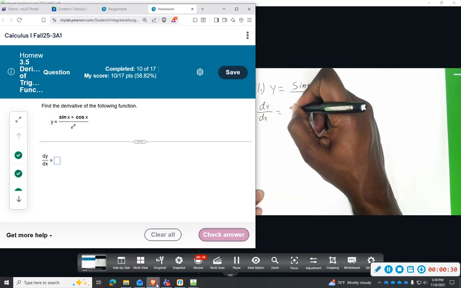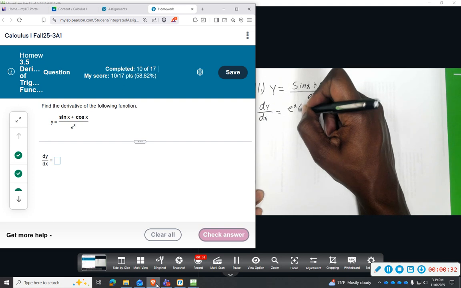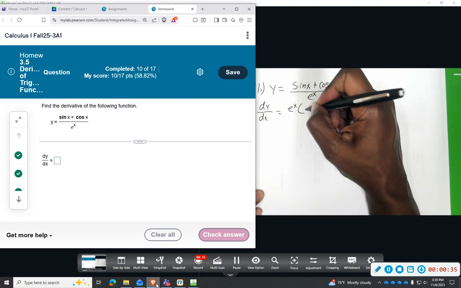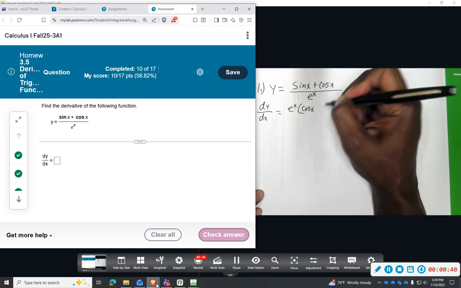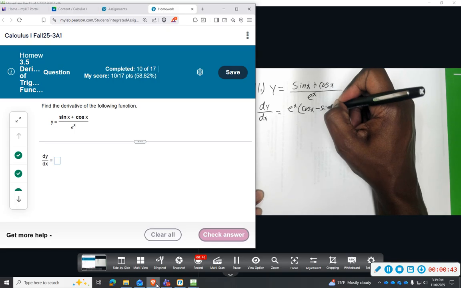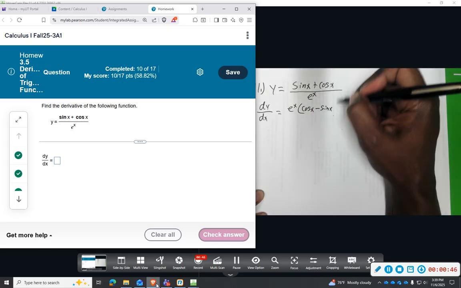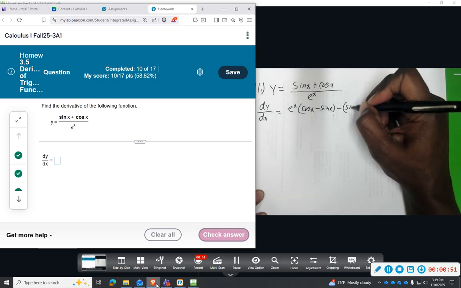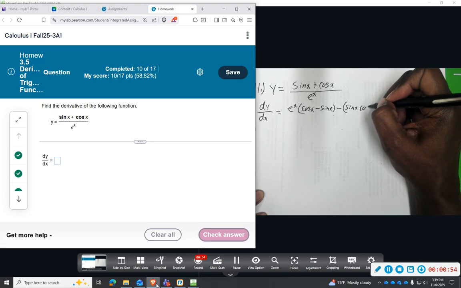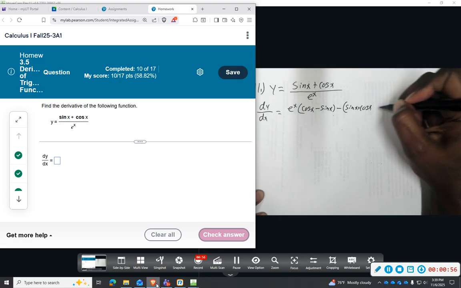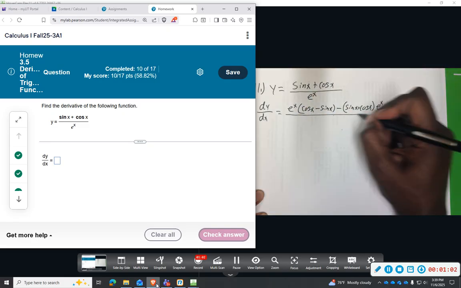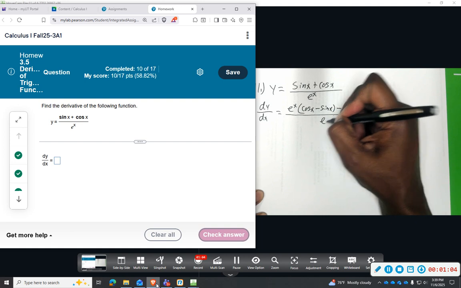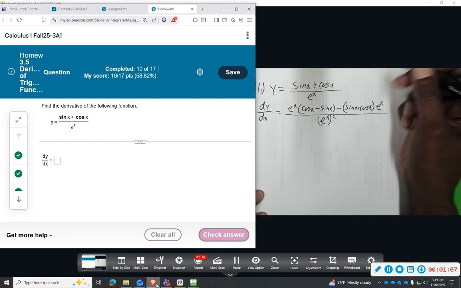So I'll do low, which is the bottom, times the derivative of the top. So you'll do each of them separate. So derivative of sine is cosine of x. Derivative of cosine is negative sine of x. So low d high minus high d low. The derivative of e to the x is just e to the x, all over low squared, so e to the x raised to the second.